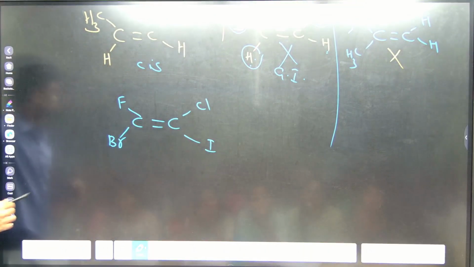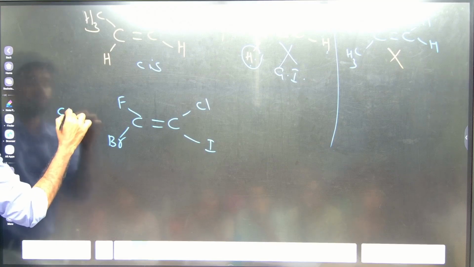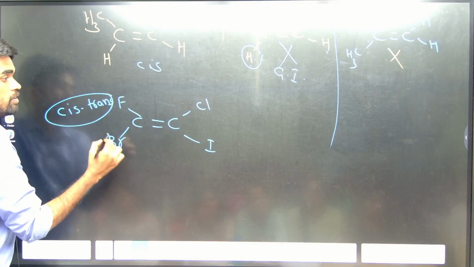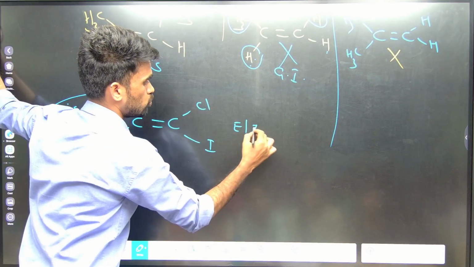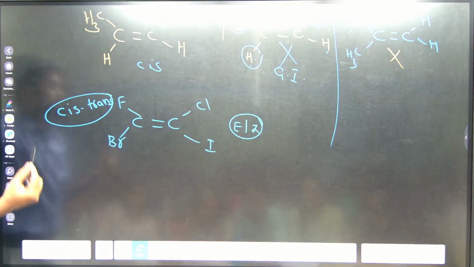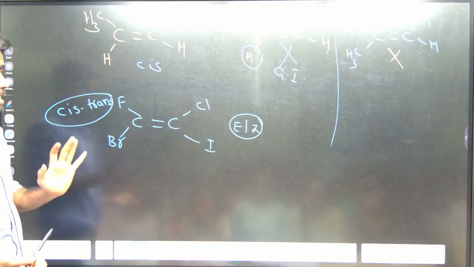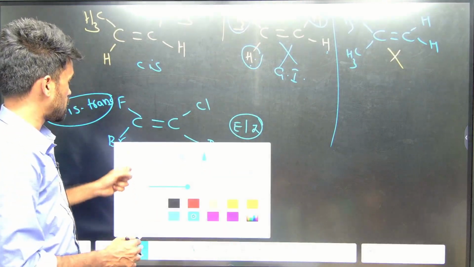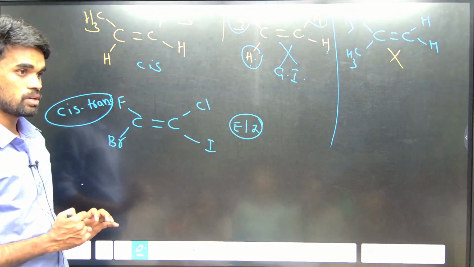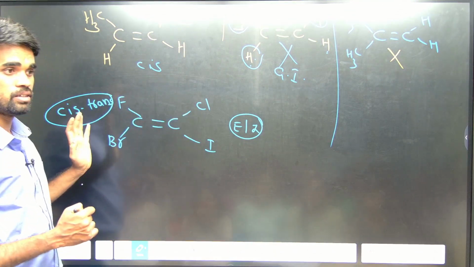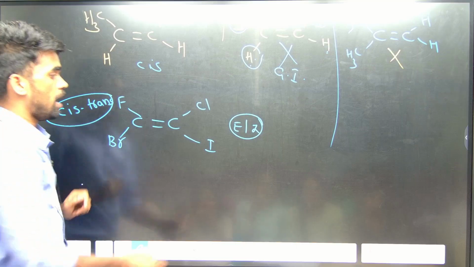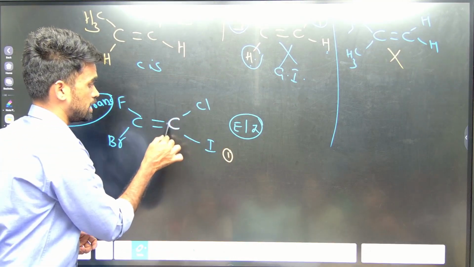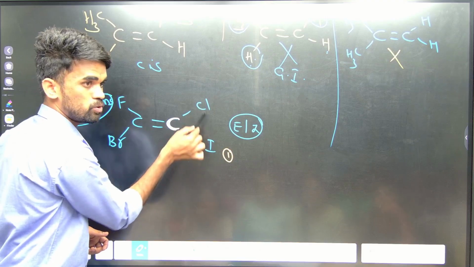What about this? We cannot give cis-trans isomerism here, but we can give EZ isomerism. What do we mean by EZ isomerism? There are some rules called CIP rules. It is based on the atomic number. Which atomic number is highest here? Iodine. That should be given first priority. So on this side carbon, which is the higher priority group out of these two?